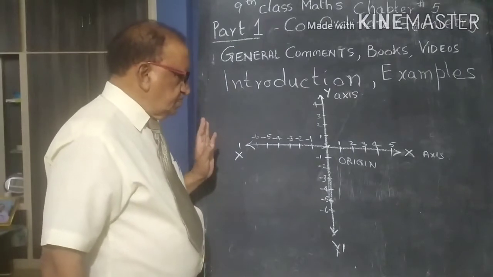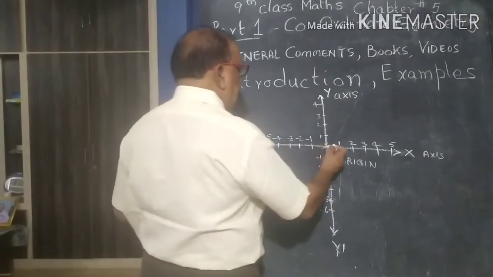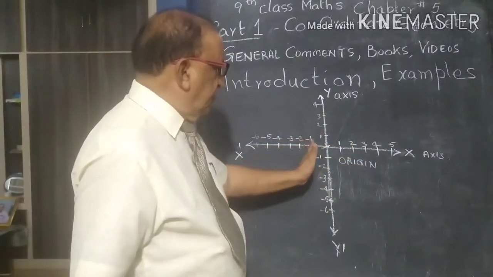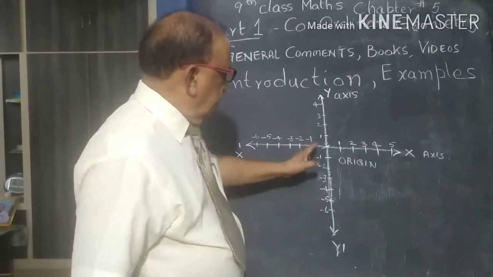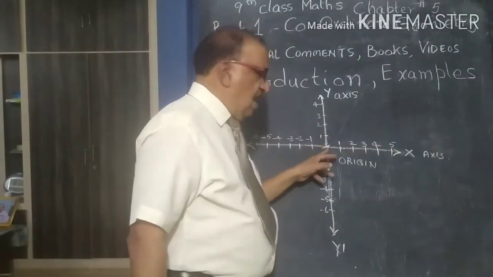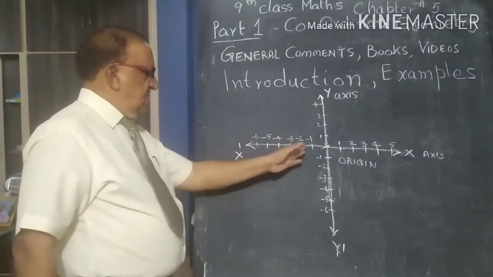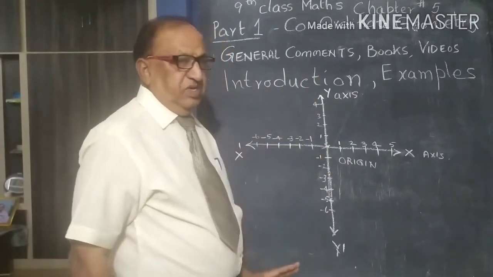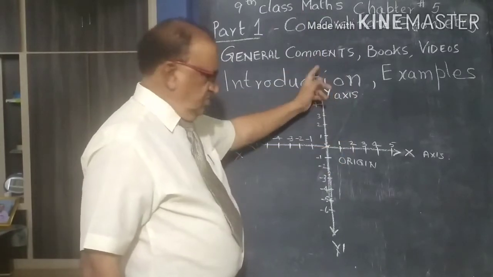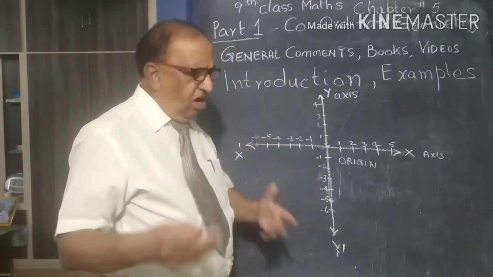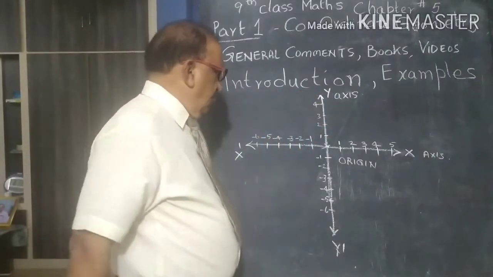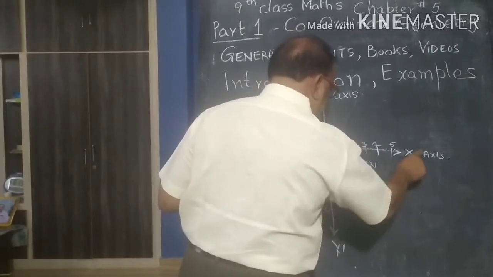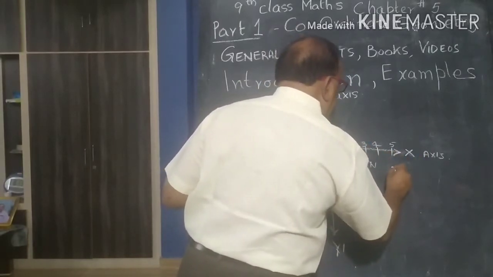These are the values of the x-axis. When you go from the origin to the right-hand side, they are all positive. When you go to the left-hand side, they are all negative. On the y-axis, from the origin, when you go upwards, they are all positive. When you go downwards, they are all negative. All this you almost know. Now, the value of x is called the abscissa.